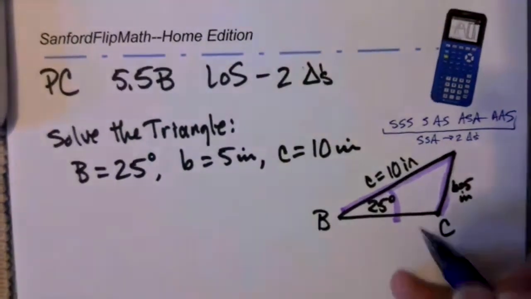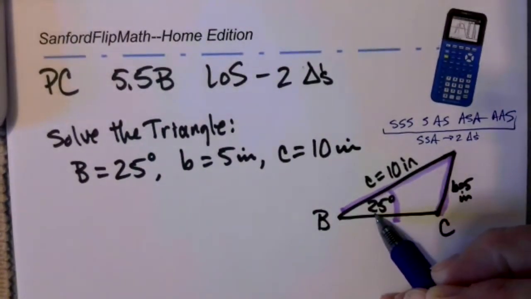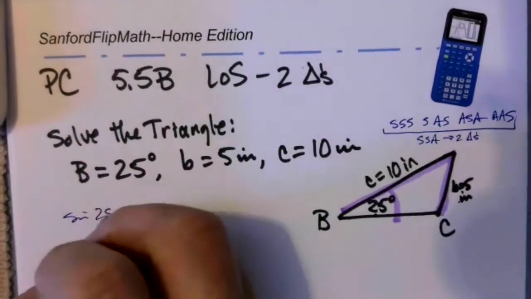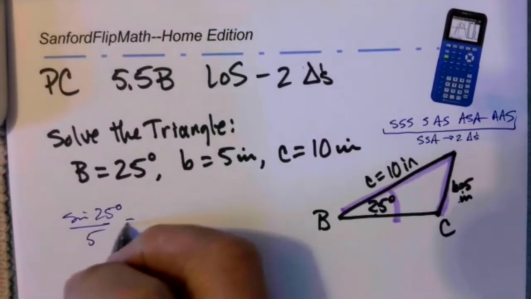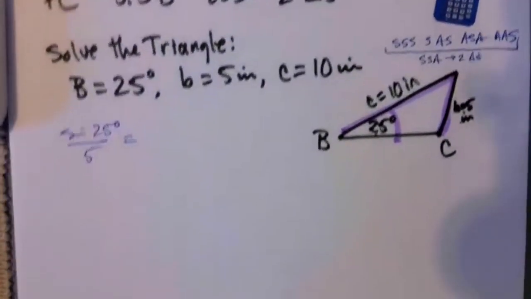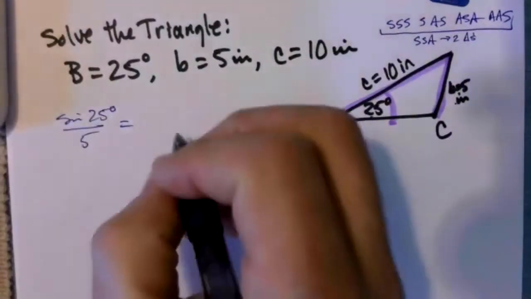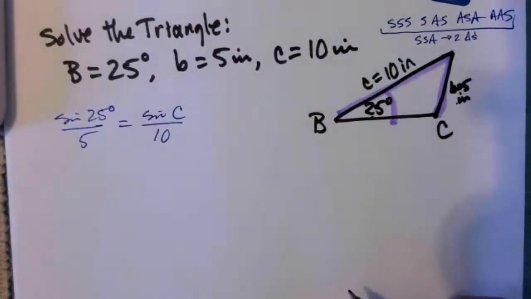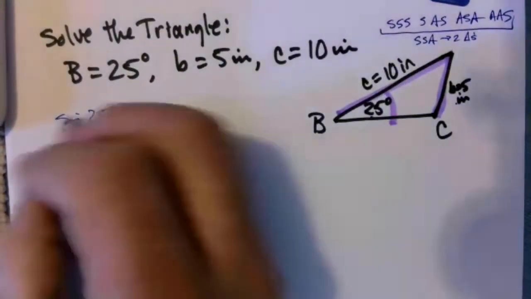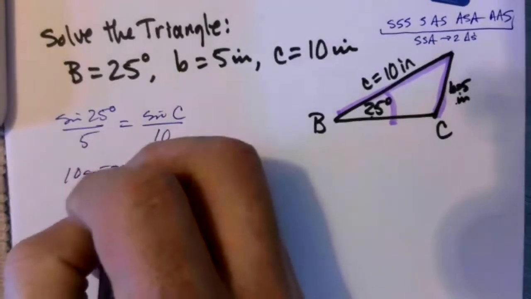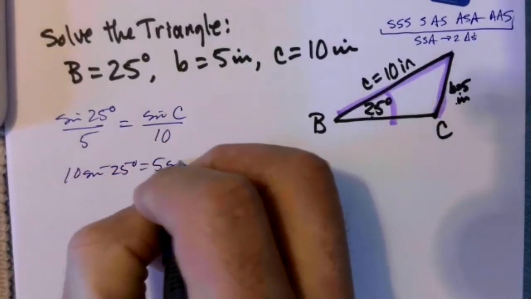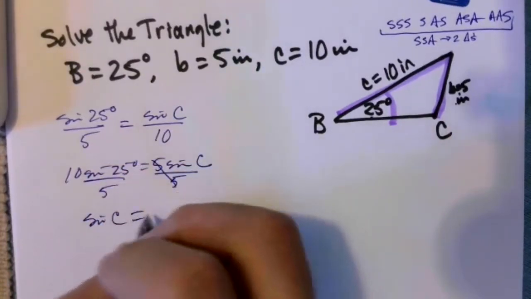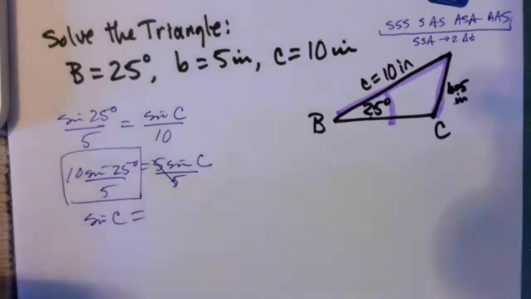Okay, so I know an angle, a length, and the opposite side, B and little b. So I'm going to do sine of 25 over 5 equals, and the side we know is C, so 10, over the sine of C. Okay, so we're going to solve this for angle C. I'm going to cross multiply and divide by 5. So the sine of C is going to be equal to all of this. Okay, so I'm going to type that in.